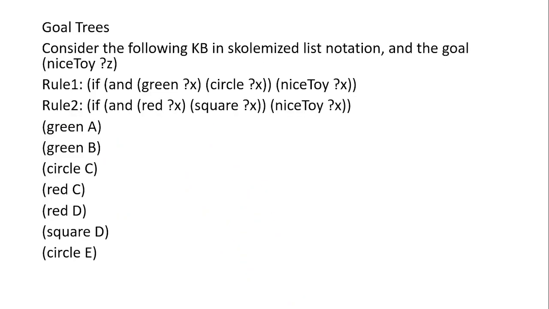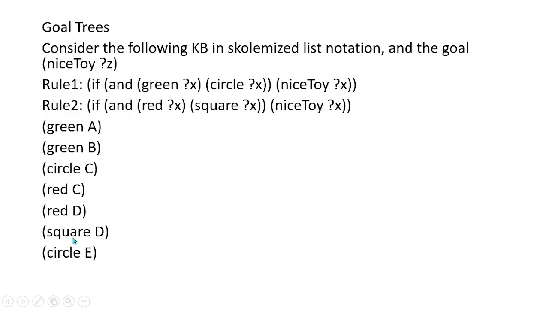Okay, now we are having one more concept called goal trees. If you see an example, consider the knowledge base. Nice toy of x, we are having two rules. If green of x, circle of x, we can get nice toy of x. Red of x, square of x, we can get nice toy of x. And these are the given facts. Two rules and some facts.